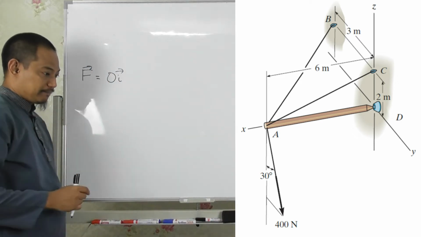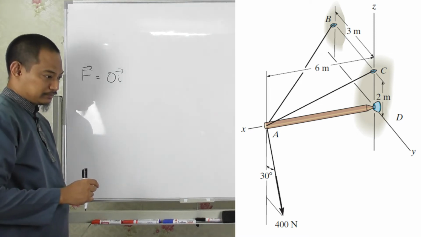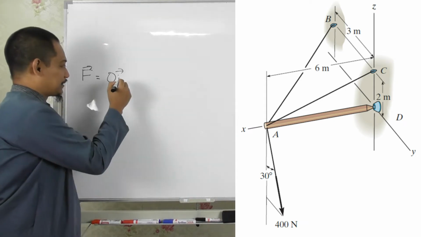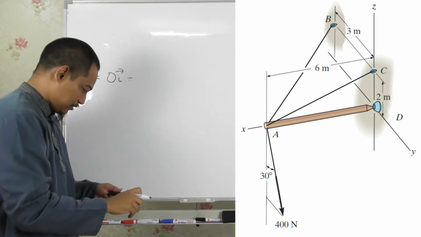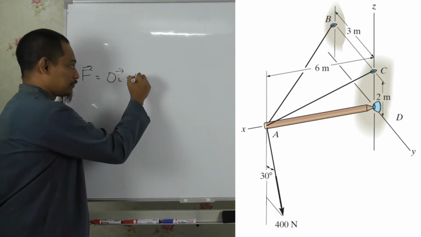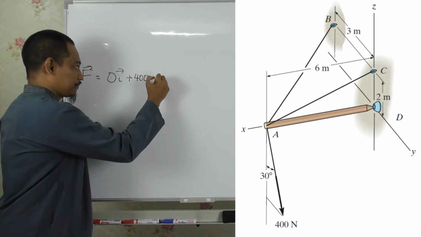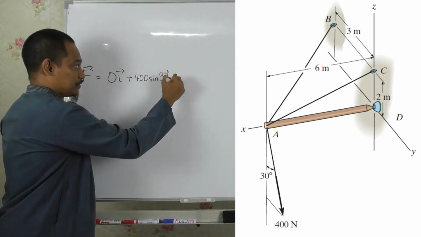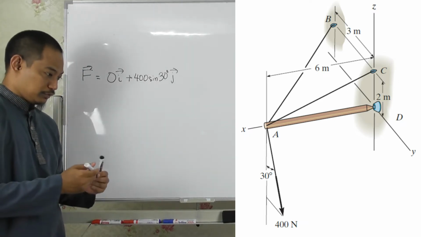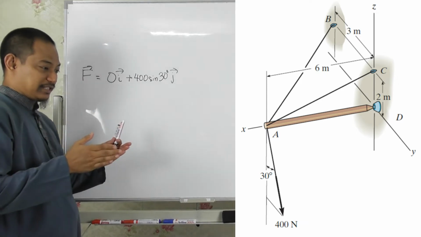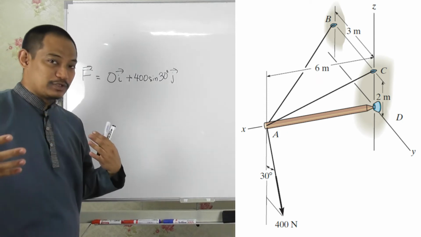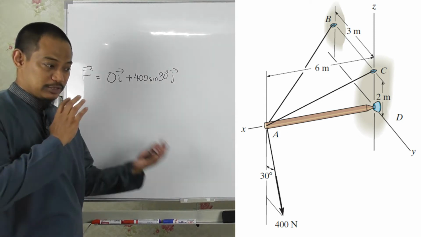So 0 i. And then y component. The y component is positive, so you have plus 400 sine 30 degrees j, right? It's basically just to see the triangle, right? So if you cannot visualize, by the time we reach the end of chapter 2, you should be able to visualize already.